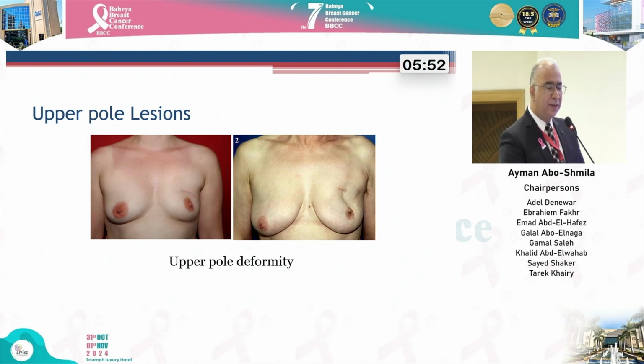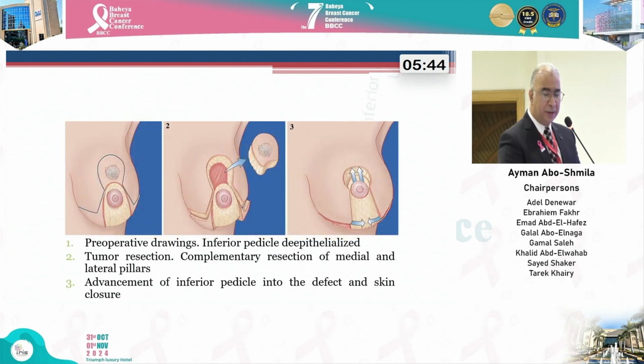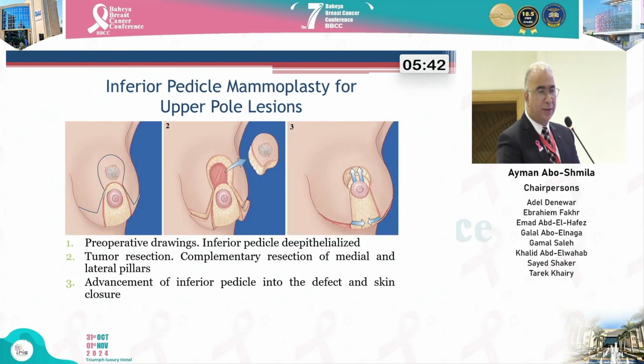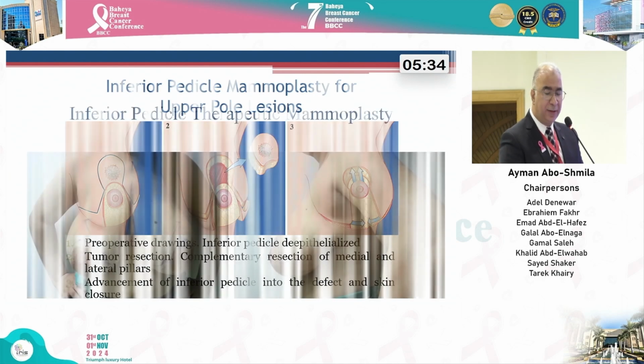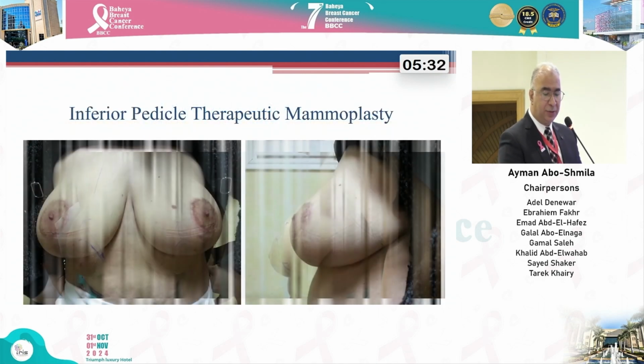For example, with these upper polar lesions, when you remove them without filling the cavity, you will end up with upper polar deformity. So in this situation, it's wise to use the inferior pedicle therapeutic mammoplasty. So I use the pedicle to fill the cavity, like in this patient.